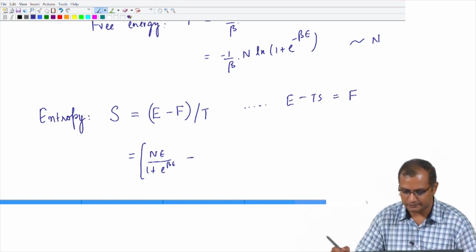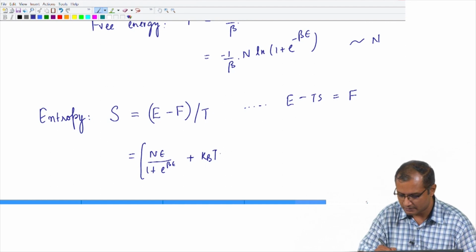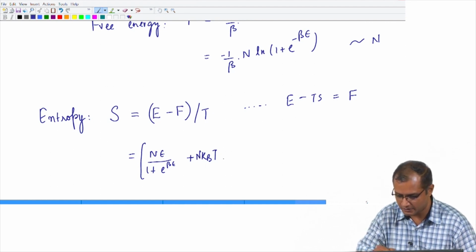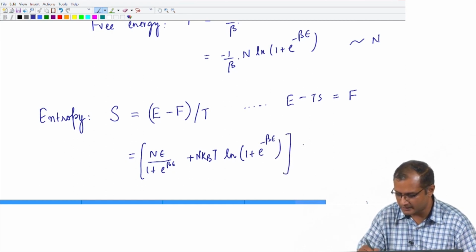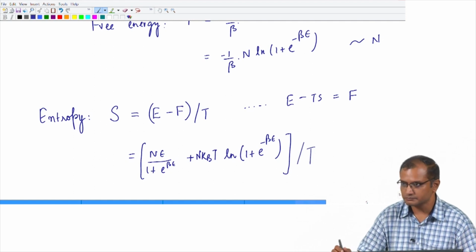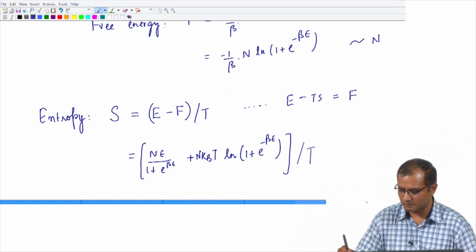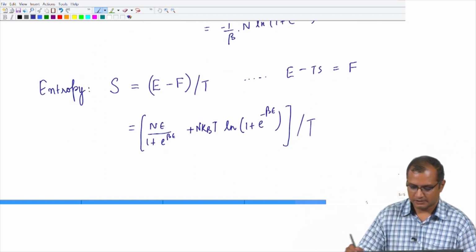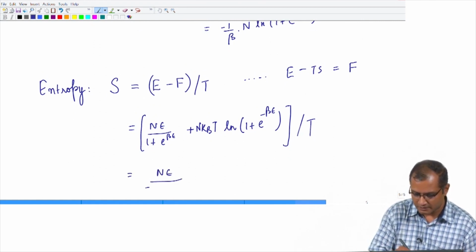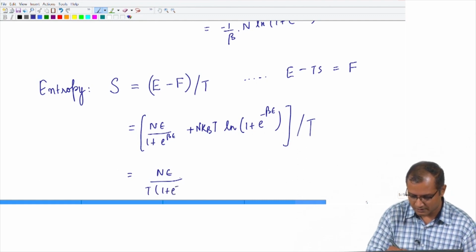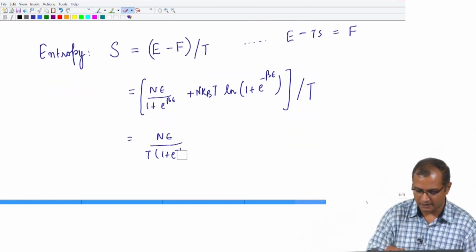So, I am going to write it as plus n kBT into ln(1 plus e raised to minus beta epsilon), the entire thing divided by T. Fine. Free energy is already minus n kT into ln(1 plus e raised to minus beta epsilon), and so I can write this as n epsilon over T into 1 plus e raised to minus beta epsilon; this is the final answer.